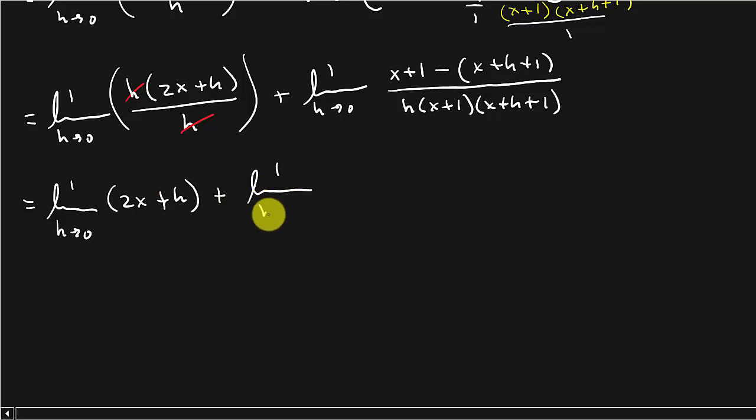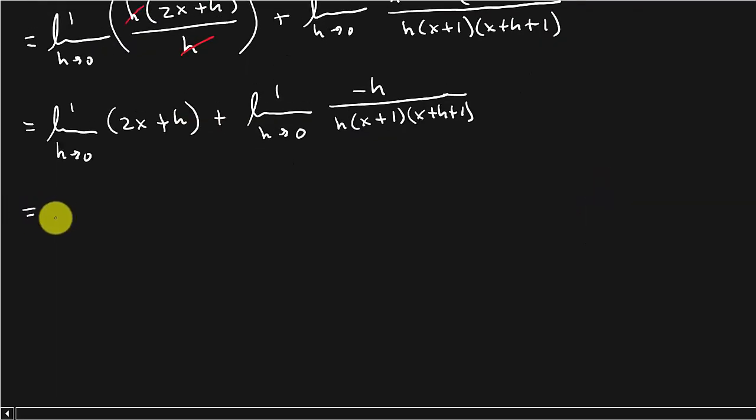plus the limit as h goes to 0. Now look at this. I'm going to distribute the negative. So x minus x is 0, and then I've got negative h. You see that? And then 1 minus 1 is 0. So the only thing I'm left with in the numerator is negative h. And then that's h times x plus 1 times x plus h plus 1.